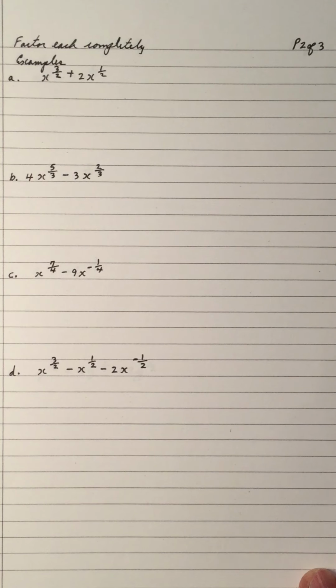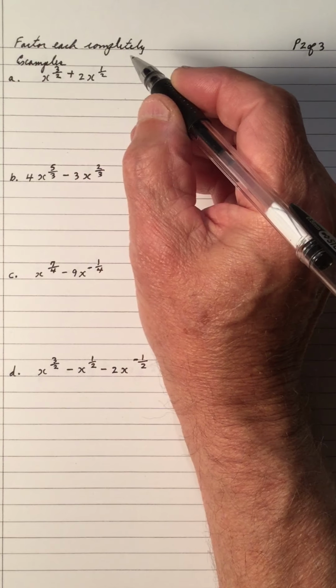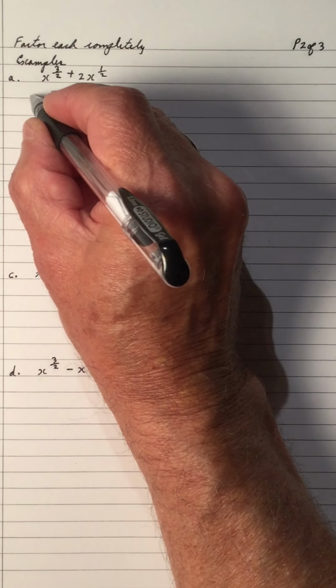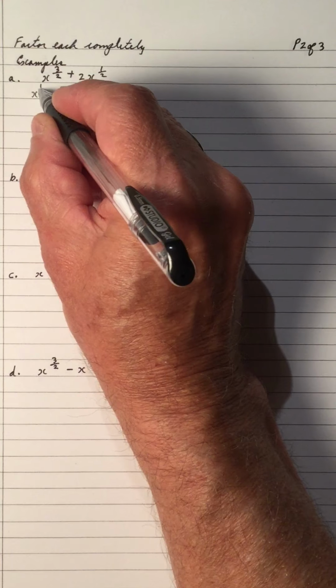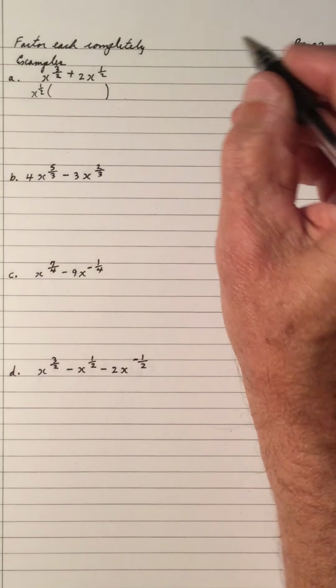Factor each completely. We're going to use the same rule as we did before, and that is we always remove the GCF. The only thing is we have fractions as exponents. So the smallest exponent is a half. So x to the half is the smallest exponent, so we'll take that out as a GCF.